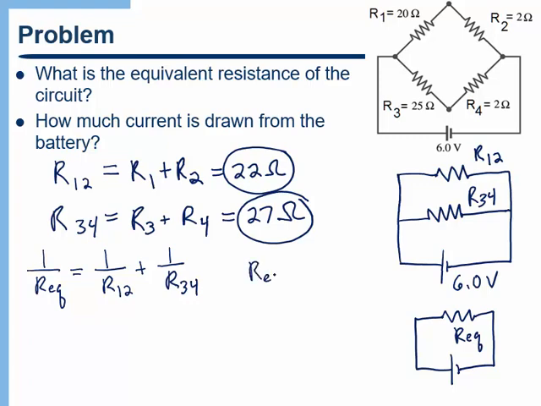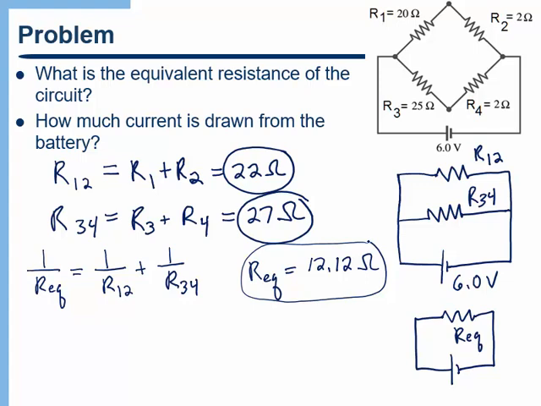So for R equivalent, what I got was 12.12. Now you'll notice I'm keeping a couple extra sig figs in this since it's an intermediary calculation that I'm going to keep using. And if you don't do that, what ends up happening is your voltages and currents don't quite add up to what they're supposed to. So that's why I'm keeping a couple extra significant figures.